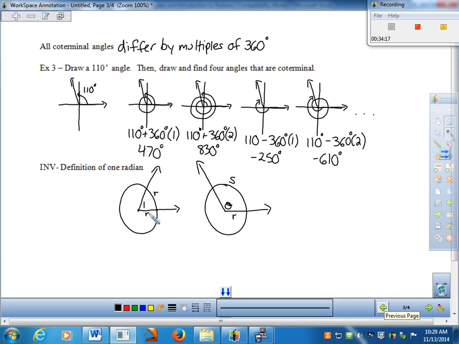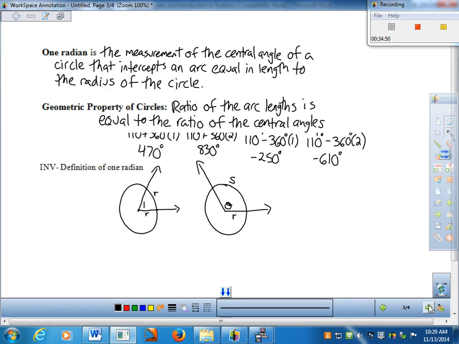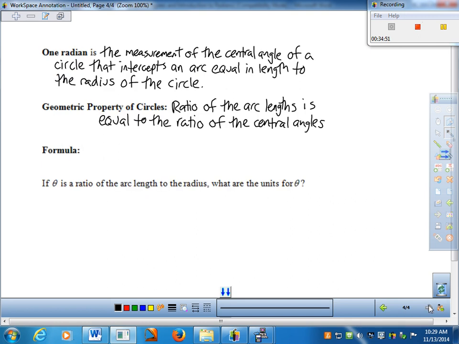And now we can put it together mathematically. Let's do that piece. And here is our formula. Let's put a big asterisk by it. And here's what I have. Arc lengths, guys, if you look at your two circles, S to R, that's a ratio, is equal to the ratio of the central angles. The central angles that match up would be theta to 1.